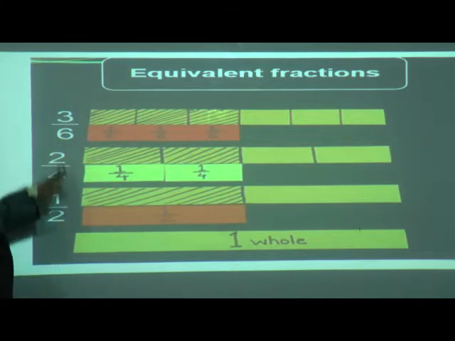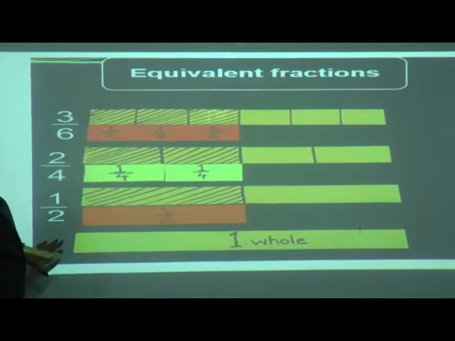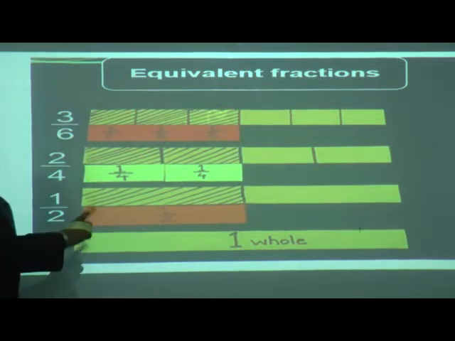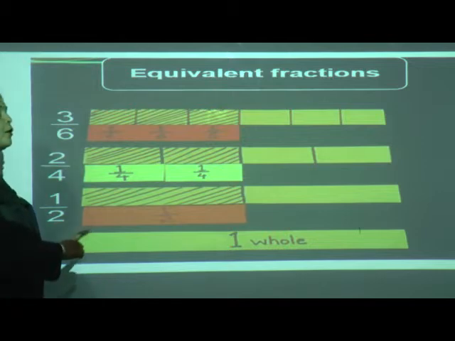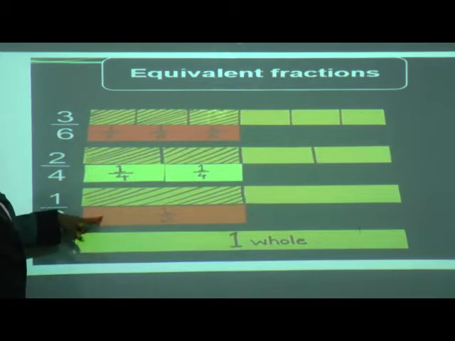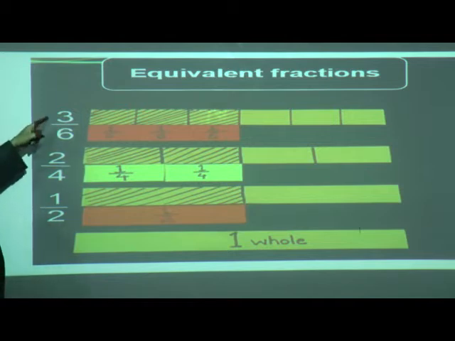In this way we can say that each and every one of these fractions is equivalent. Yes, we can prove it, because the strip is of the same size. We are just dividing the strip into the number of parts we require, and the number of parts which are shaded. All of these are equivalent to each other. So we can say in short that 3 upon 6, 2 upon 4 and 1 upon 2 are equivalent fractions. So I think, my dear students, you understand the meaning of an equivalent fraction.